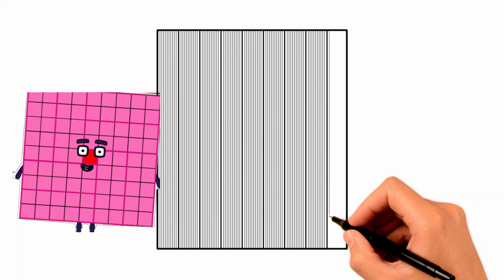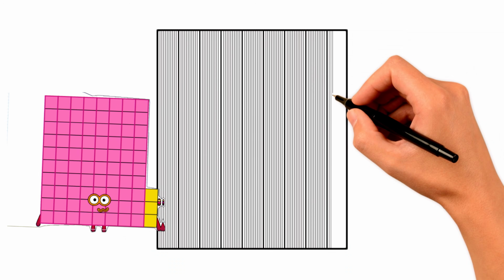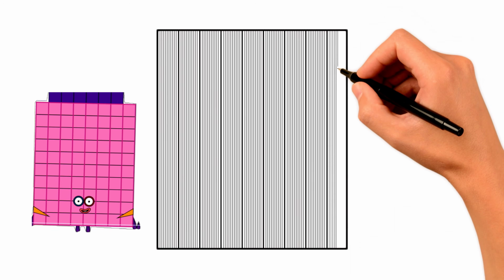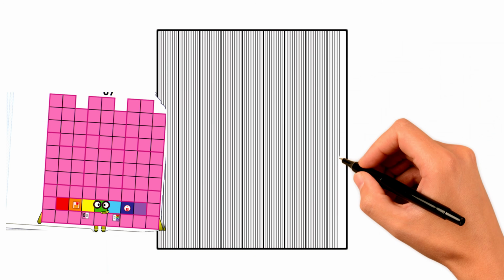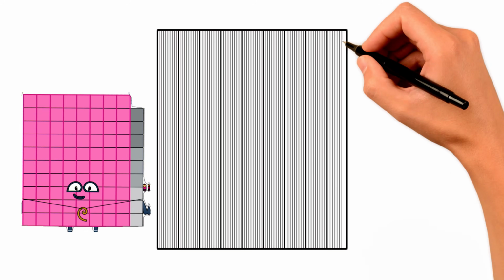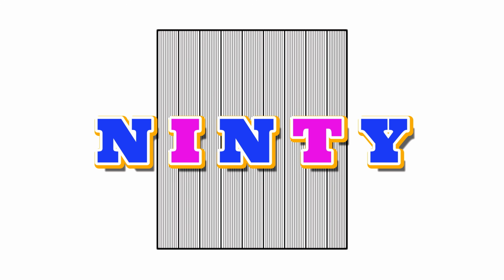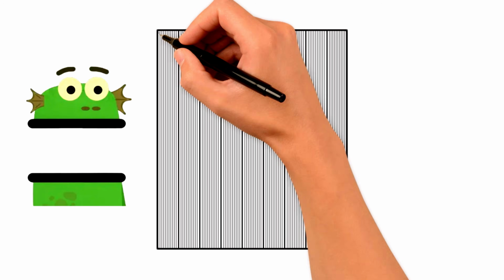81, 82, 83, 84, 85, 86, 87, 88, 89, and 90. Fantastic! We reached 90. That's N-I-N-E-T-Y. Now it is time for the horizontal lines. Let's draw the first group of lines.